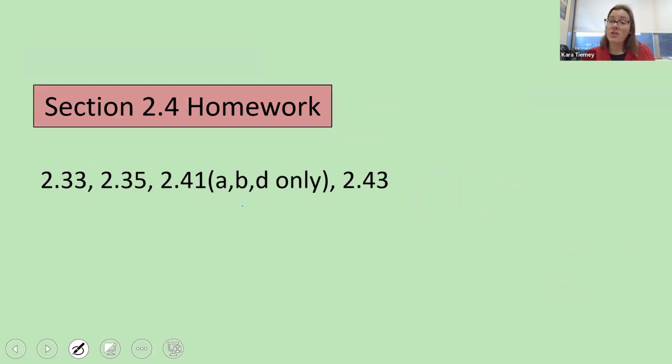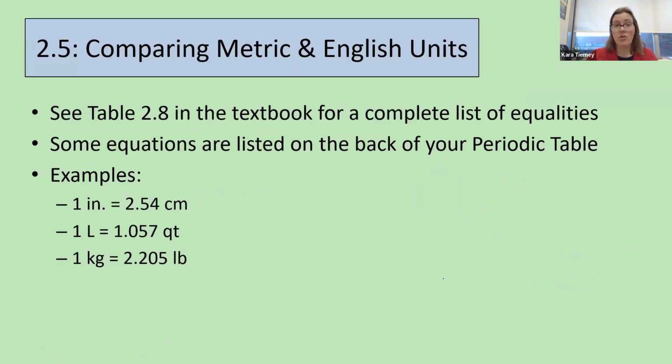So that concludes section 2.4. I would like to start section 2.5 as well, because section 2.5 starts to talk about, well, what about when we compare metric units with English units? I do not expect you to memorize any of the equalities involving the English or the US units. English was the old way we would call it. These are the US units. Your book has a table to relate all of these units to each other.